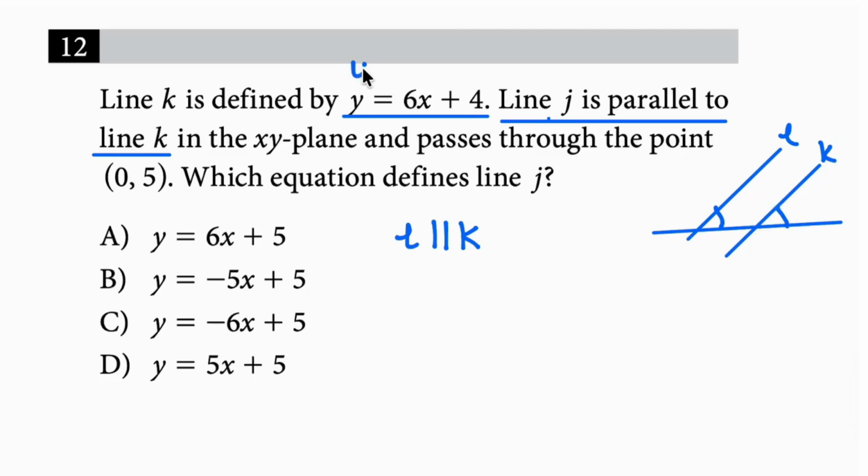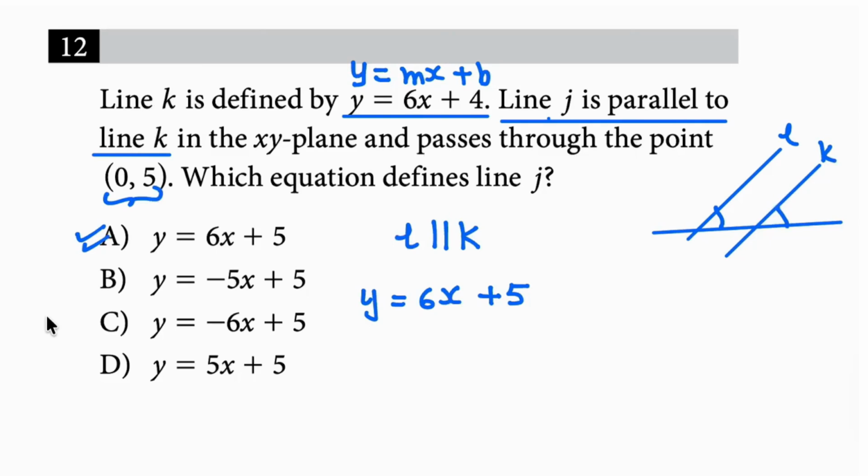Now if I use this concept, this is y is equal to mx plus b. Slope is 6. That means line L will also have slope 6. Now this 4 is the initial value or the y-intercept, because x is 0, this is the y-intercept, right? So that means this is the value of b. So the equation of the line is 6x plus 5. Okay, let's see the options. Yes, A is the right option.